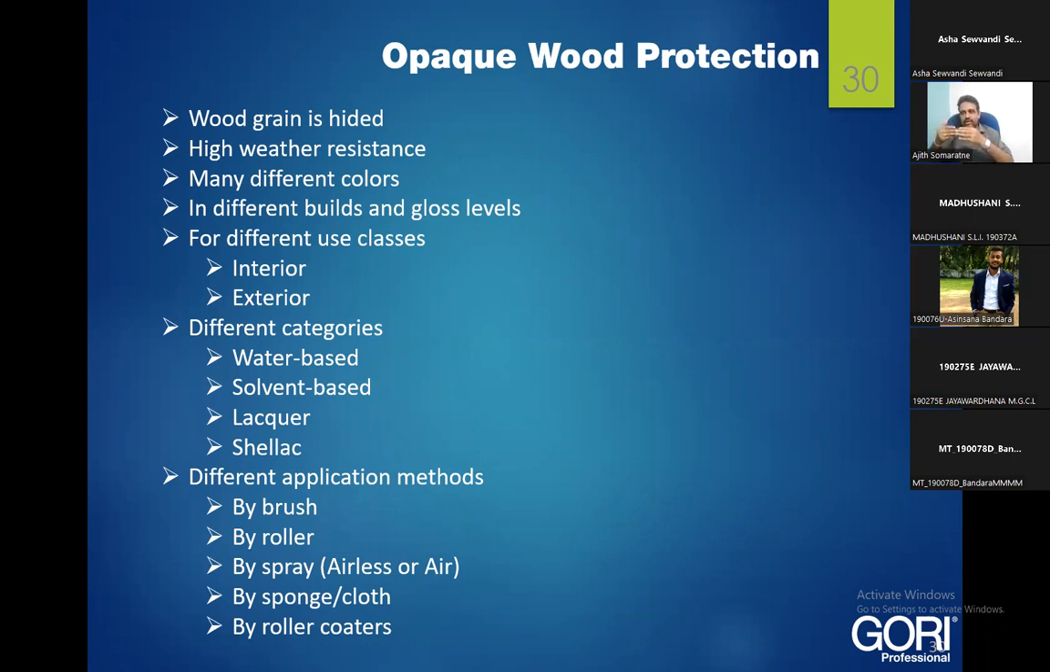Then different use classes. There are products in the market for interior applications as well as exterior. Then different categories: water-based coatings, solvent-based coatings, lacquer, shellac, likewise. The applications also, as with the previous translucent coatings, have different application methods. So this is opaque wood protection.